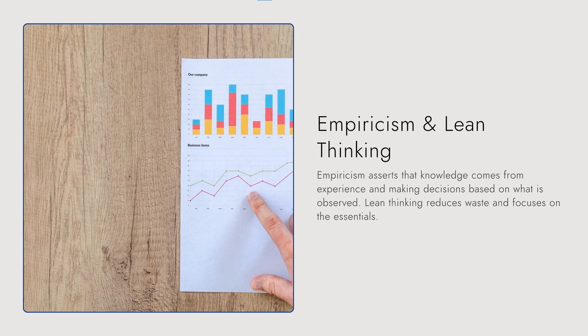Scrum theory is based in empiricism and lean thinking. As the Scrum Guide says, empiricism asserts that knowledge comes from experience and making decisions based on what is observed. Lean thinking reduces waste and focuses on the essentials. Scrum introduces 3 pillars which support its basis in empiricism: transparency, inspection, and adaptation.